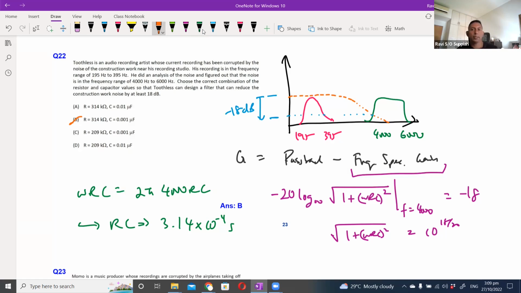So it's exactly the same things that we did in the tutorial. As long as you know which formula to use and how to put in the numbers, then you should be fine.